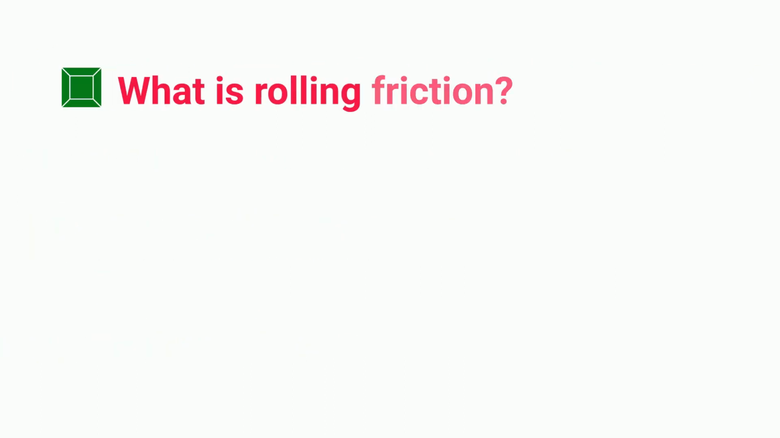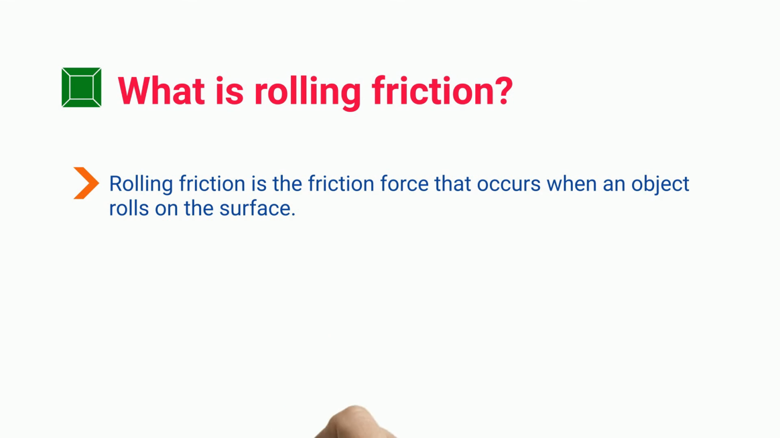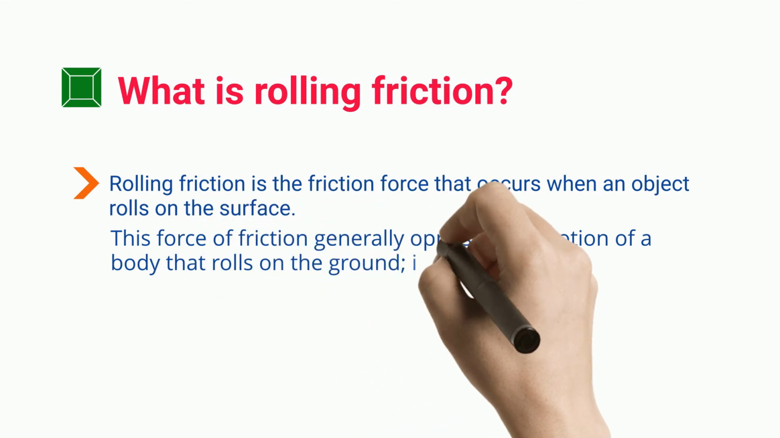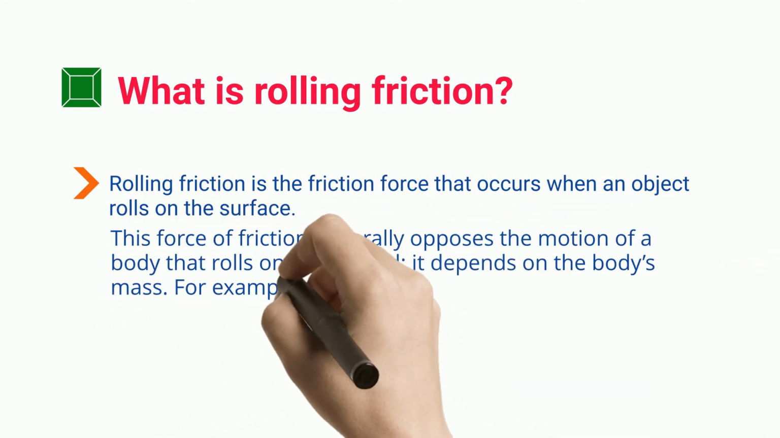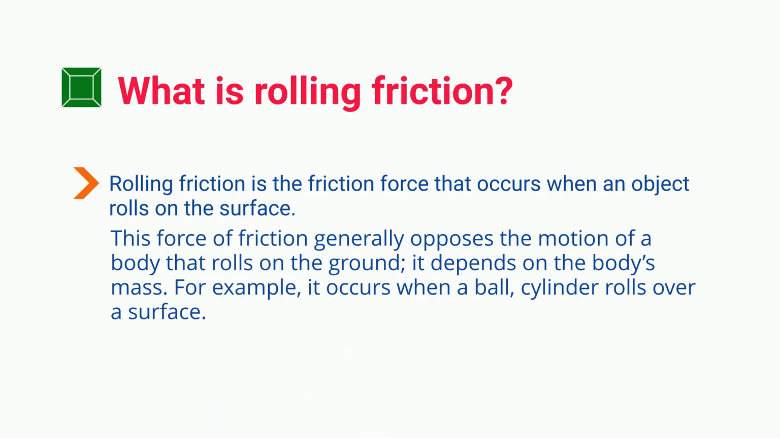What is rolling friction? Rolling friction is the friction force that occurs when an object rolls on a surface. This force of friction generally opposes the motion of a body that rolls on the ground. It depends on the body's mass. For example, it occurs when a ball or cylinder rolls over a surface.